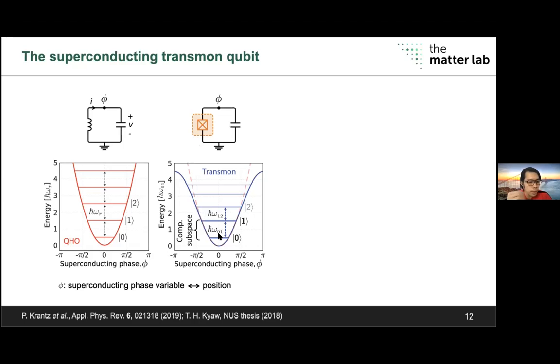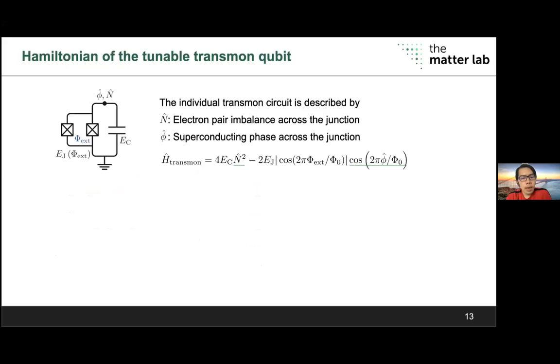So basically, in natural systems like rubidium or sodium atoms, like in a cold atom experiment, you won't be able to do this kind of tunable properties. But in these artificial atom systems, you can have tunable energy levels, and this is kind of neat as well. So you will see later on what I meant by tunability.